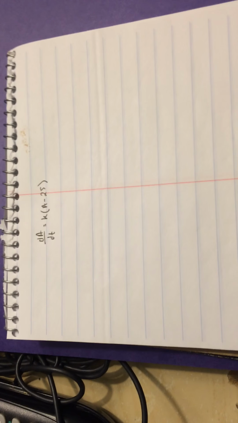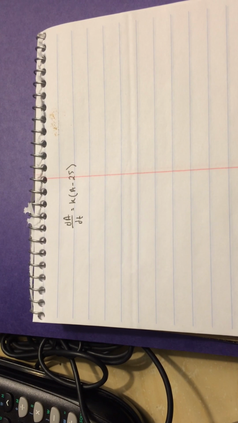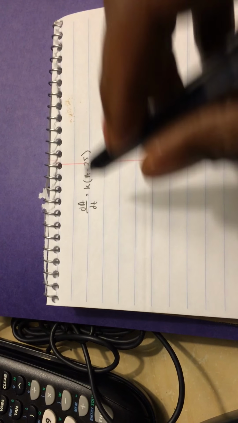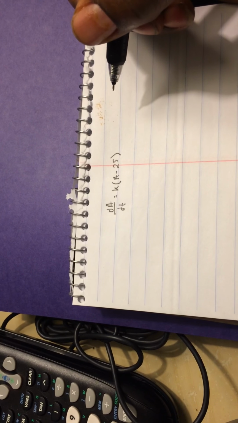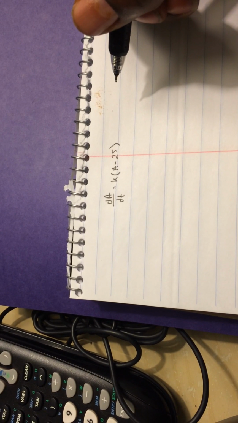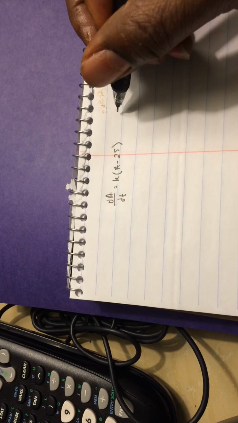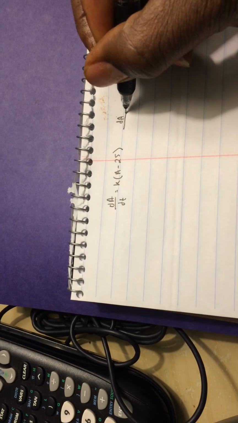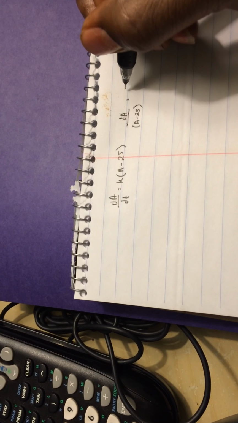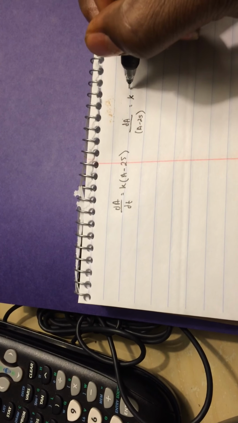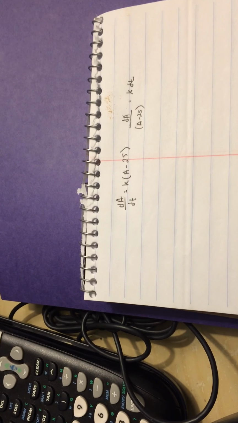Next, we're going to need to solve our equation so we can get the general solution. We're going to do this by separation of variables. We're going to multiply dt to the opposite side, and divide A minus 25 to the other side, and we're going to end up with dA over A minus 25 equals K dt. Okay, now that we have that, we need to integrate.